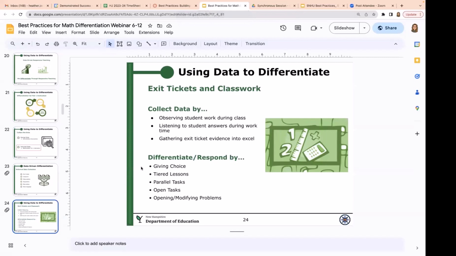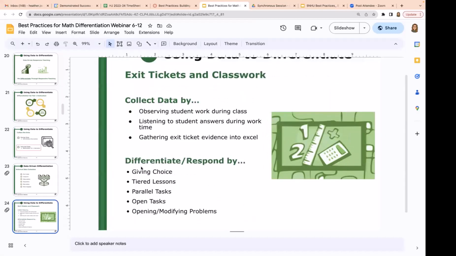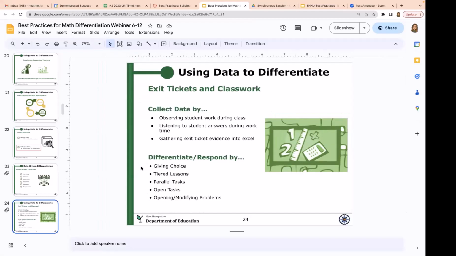And then how can we differentiate and respond? Well, we can give choice in the kinds of questions that we're asking our students. We can tier our lessons. We can create parallel tasks, which still allows students to have a choice, but gives them an entry point, their starting point. We can create more open tasks, so not having a single correct answer for students.